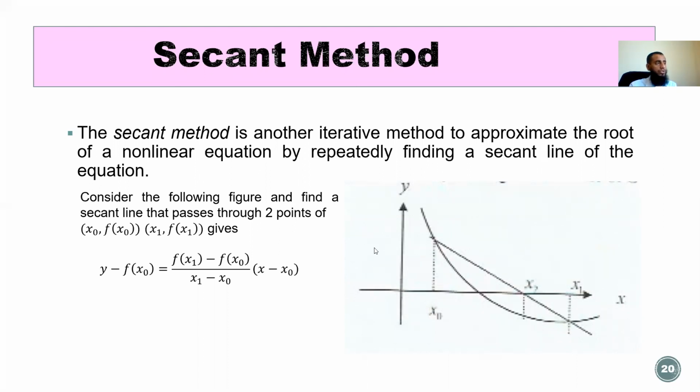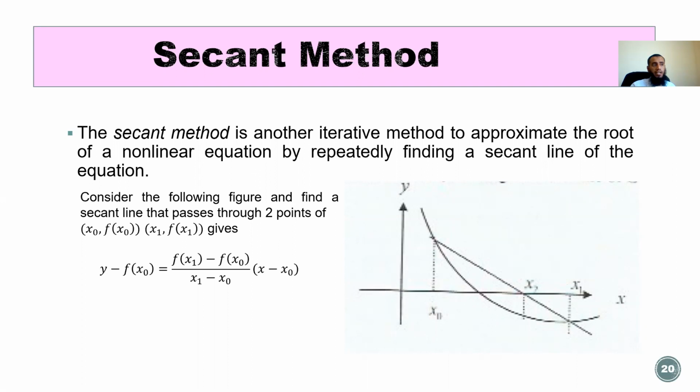So today we will continue the first chapter, which is the non-linear equation, for the third method, which is the secant method. And the other one is the Newton-Raphson. Last week we covered the intermediate value theorem and also the bisection method. So today we will cover the second method.